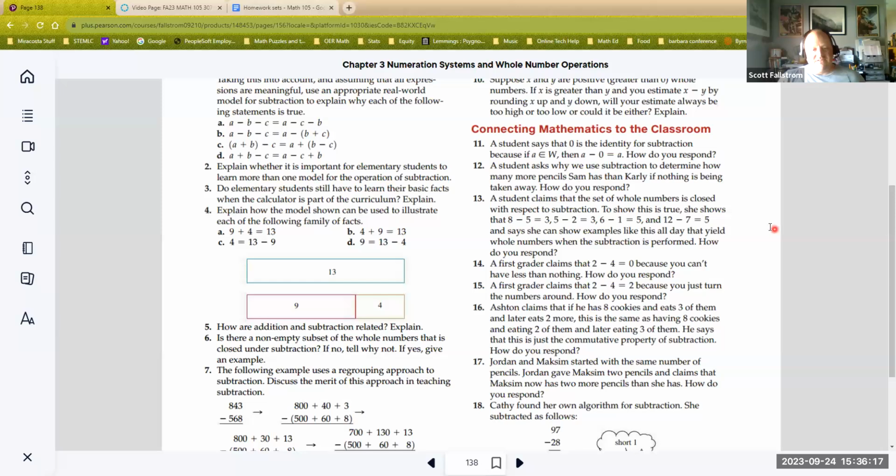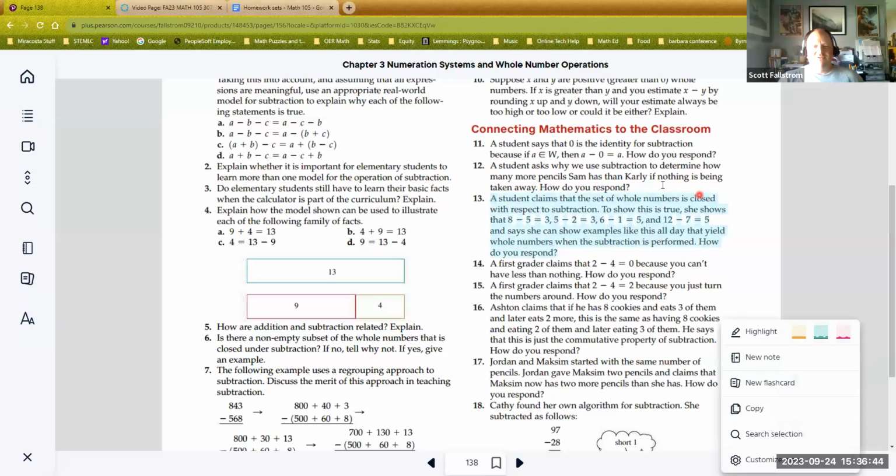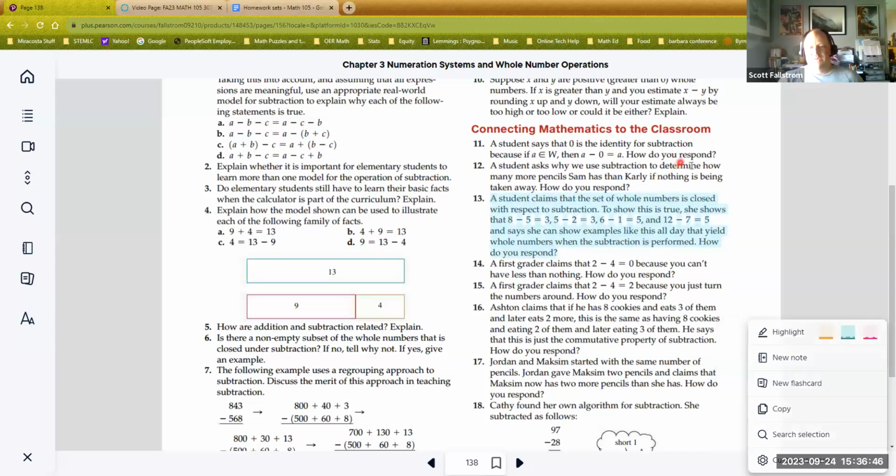Okay. Technically, it's the difference between two quantities. And so this actually seems to tie in with that. A student claims a set of whole numbers is closed under subtraction, and they're going to show you they found five examples, and they say they can keep going all day. They always give you a whole number when the subtraction is performed. How do you respond? And yeah, this ties into what we did in chapter 1, right?